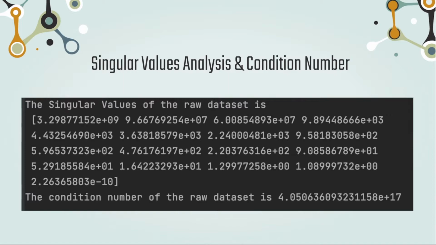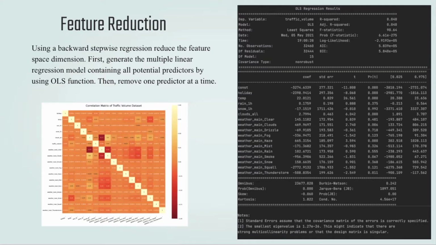There is one singular value close to 0 and the condition number is much higher than 1000, which means some of the features are correlated, so collinearity exists in this dataset. To do the feature reduction, I use backward stepwise regression to reduce the feature space dimension. First, generalize the multiple linear regression model containing all potential predictors by using the OLS function, then remove one predictor at a time. Remove the predictor based on which has the highest p-value.